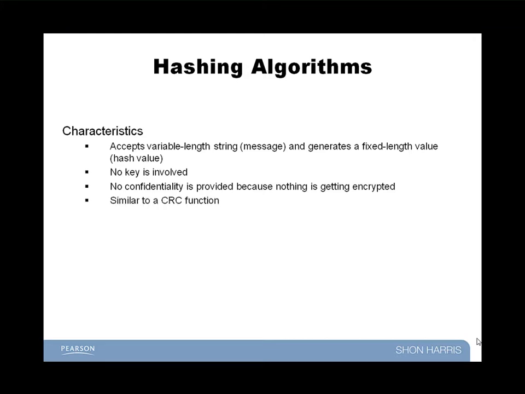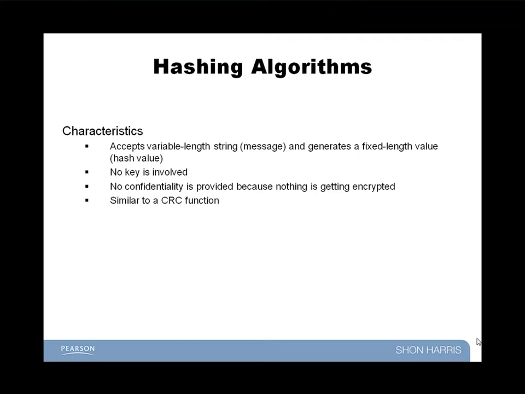If you're familiar with a CRC function, this is similar to what a hashing algorithm does. The CRC function will look for any type of message integrity issues. For example, if I send you a message and I have maybe a CRC fingerprint attached to it and I send it over to you, your system is going to do the same CRC function and create a fingerprint of that message and compare them to see if there's been any type of modification during transmission.